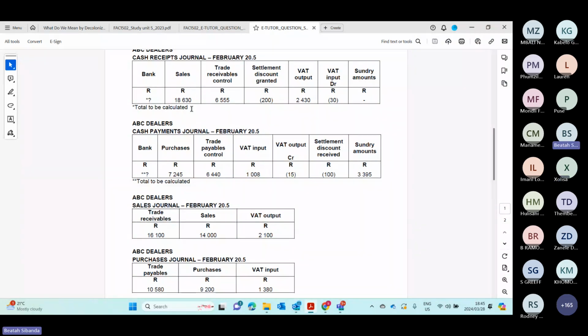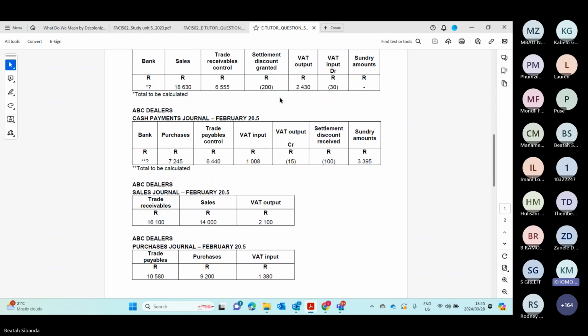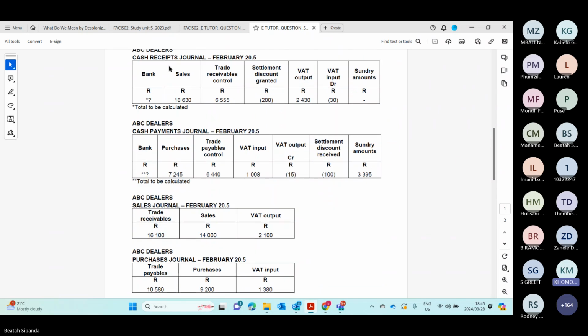Okay, Kumuto, your hand is up. Yes, ma'am. I just have a question. I don't have a problem with calculating that, but I wanted to know about the minus or the bracket sign. In the cash receipts journal, there's a negative for VAT input, and then on the CPJ the VAT output is negative. Can you please explain why we put brackets on input and output?